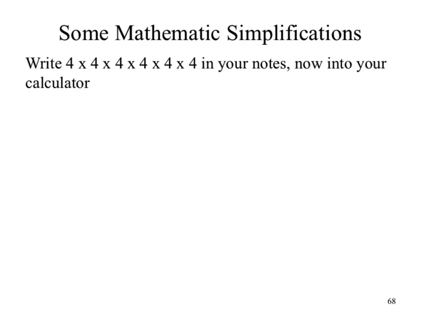So, some mathematic simplifications. Okay. Write 4 times 4 times 4 times 4 times 4 times 4 in your notes. I don't see anybody writing. No, I'm serious. Write it out. You got a calculator? Do it again. Enter it into the calculator. You want us to write the long word? Anybody go that sucks. Why are you making me do that? That's stupid. Yeah, it's because it is stupid.